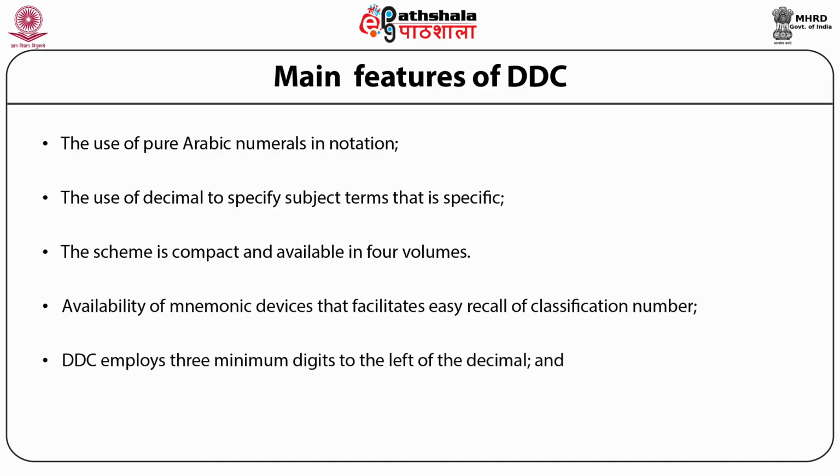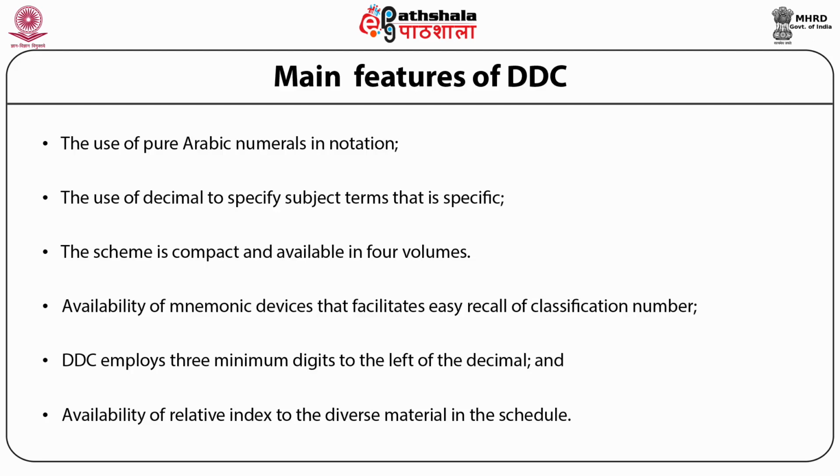DDC also employs 3 minimum digits to the left of the decimal and availability of relative index to the diverse material in the schedule. In addition to that, the structure of DDC shows that in 4 volumes there are 3 decimal notations used for the numbers. It comprises schedules and tables and organizes knowledge in 10 divisions as already mentioned.